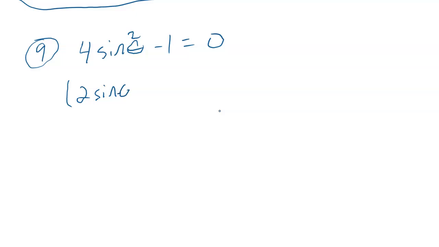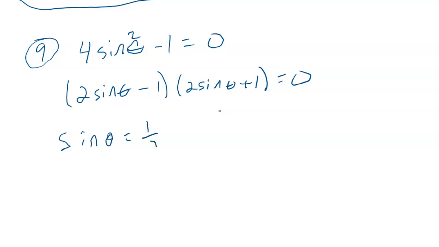Here's 9. I got 4 sine squared theta minus 1 is equal to 0. I guess I'm going to solve this by factoring. Maybe it's a difference of two squares: 2 sine theta plus 1 times 2 sine theta minus 1. I think I could have also solved it using square roots, and we would get the same answer. So I get sine theta is equal to 1/2, and sine theta is equal to negative 1/2.